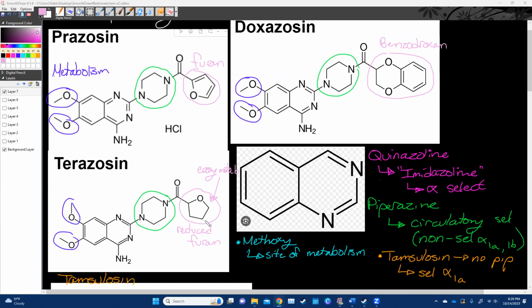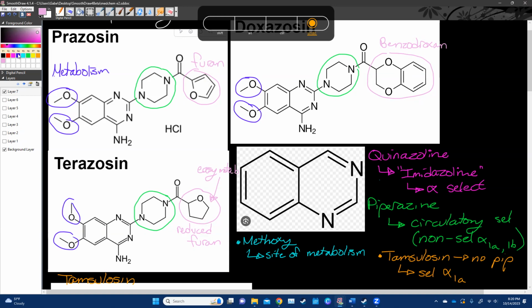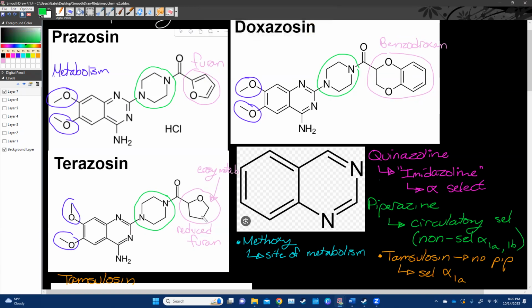Easy metabolism. Why? Because we can easily stick an OH group on there, right? Very, very easy site for metabolism. Stick an OH right there. Boom. Now your drug is metabolized.